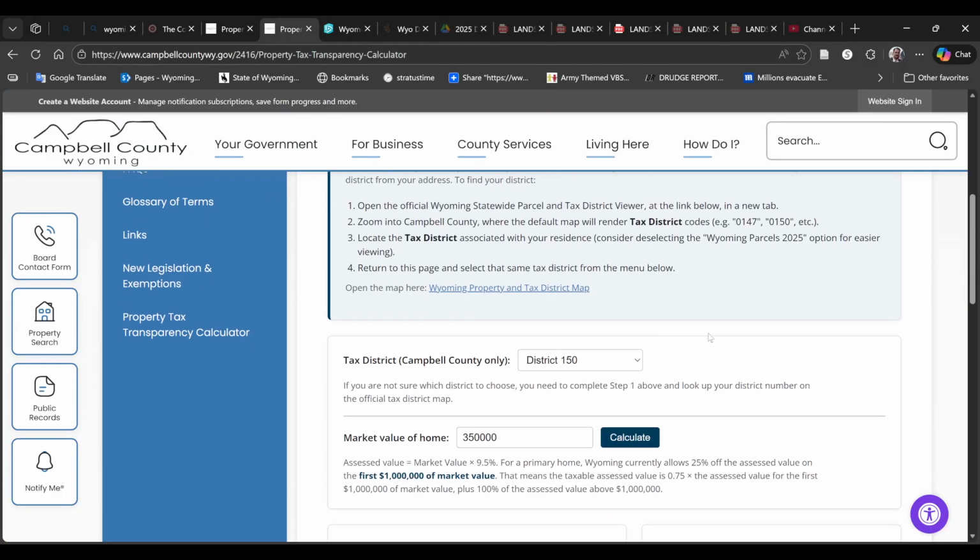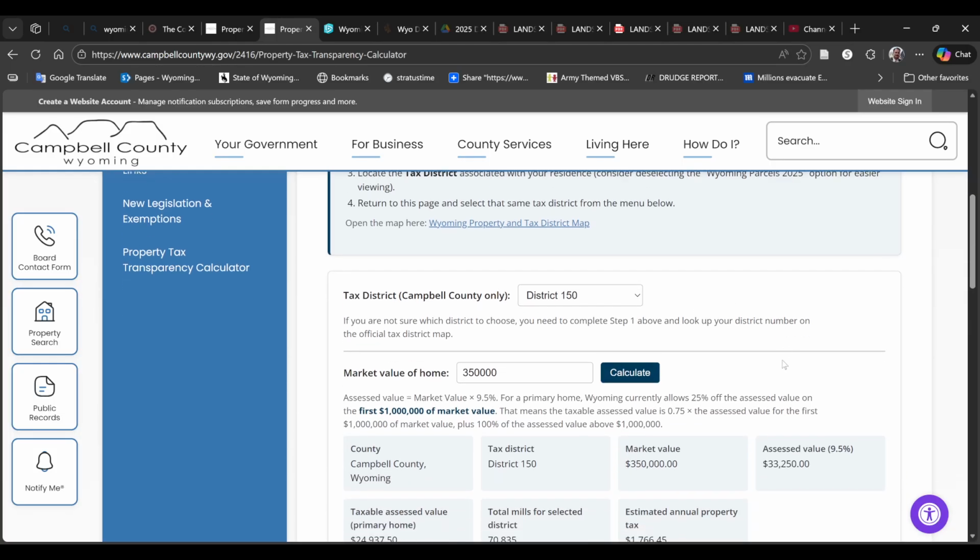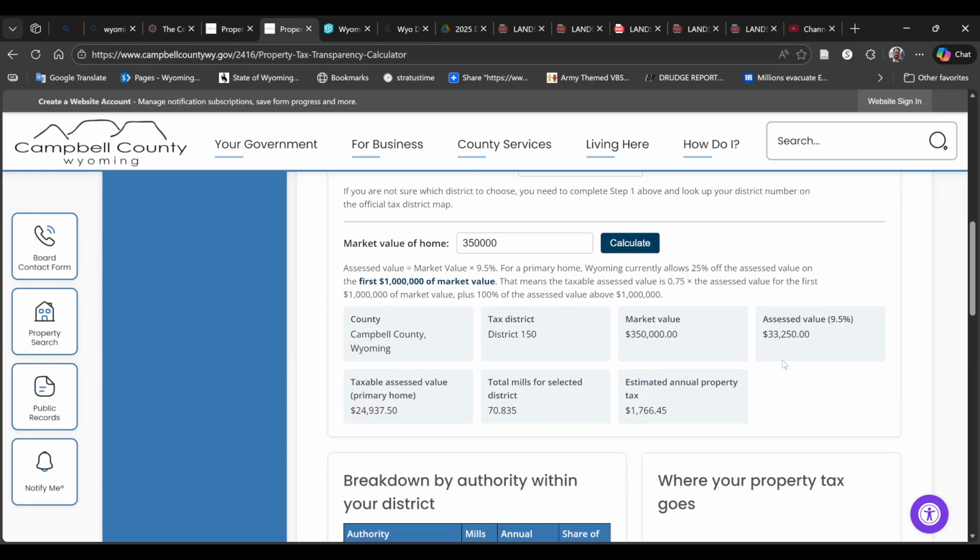But we're going to go back over to this page. We're going to click on District 150, which we did, and we're going to type in a market value of $350,000, just like we did with the other property tax tool. This one's going to give us some different figures. And by the way, let me kind of go through this.